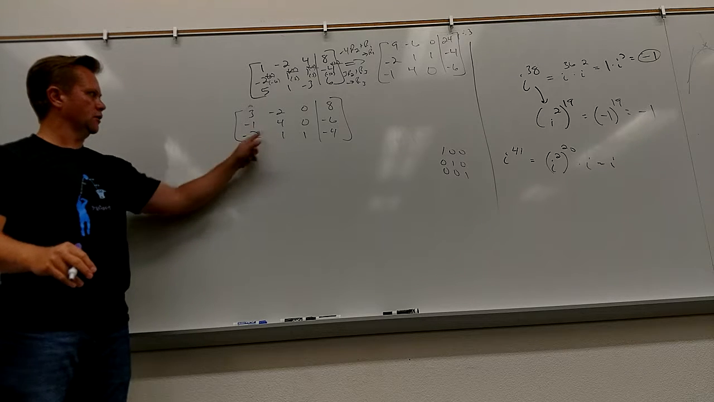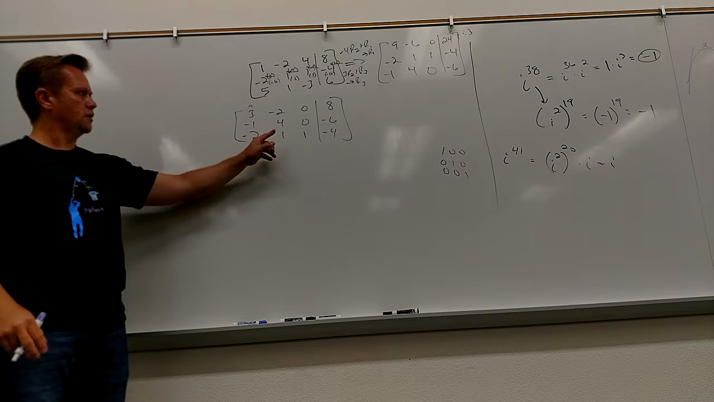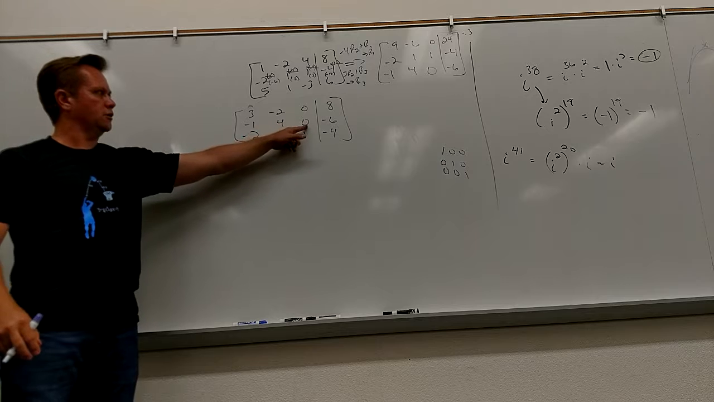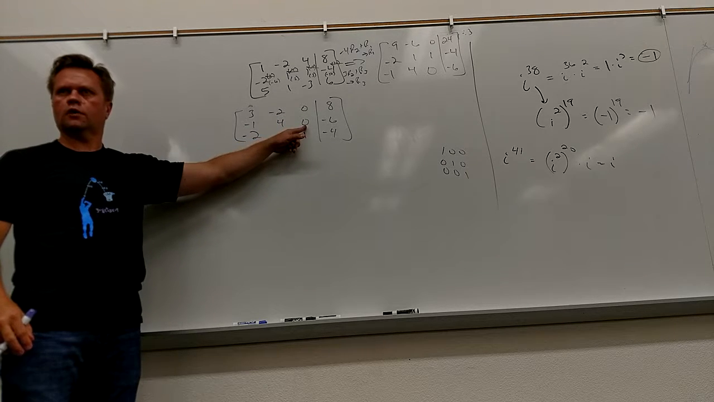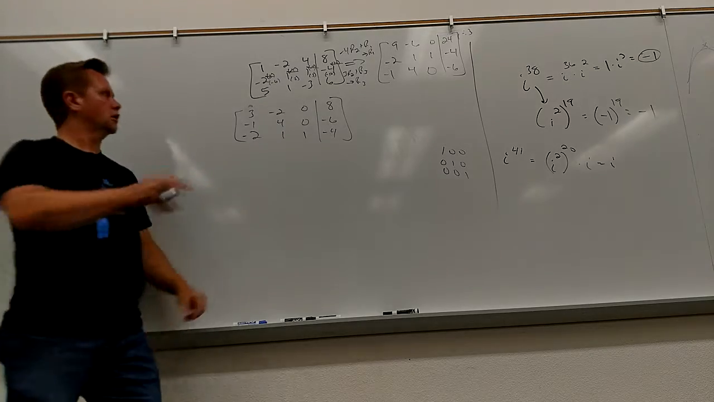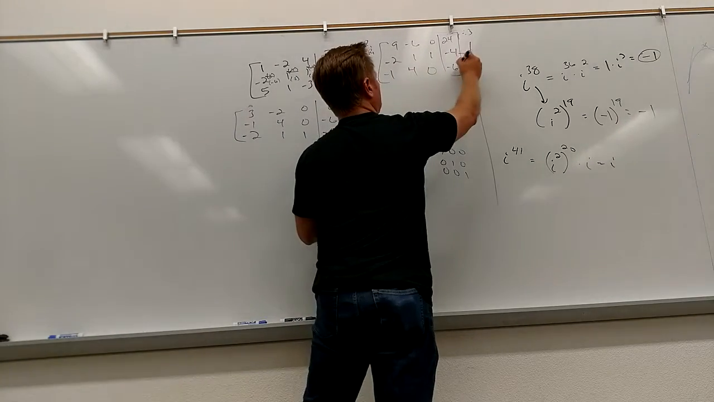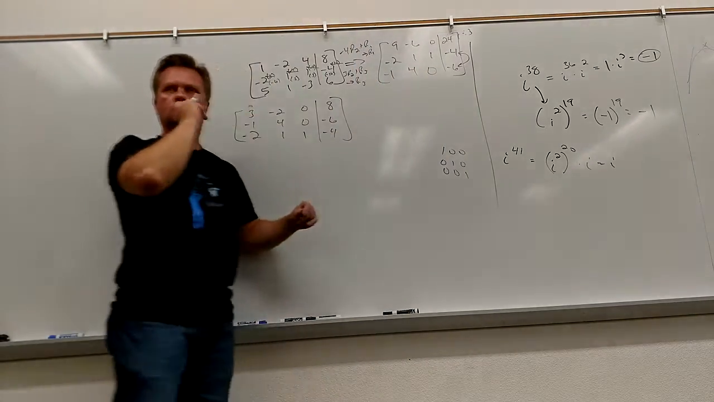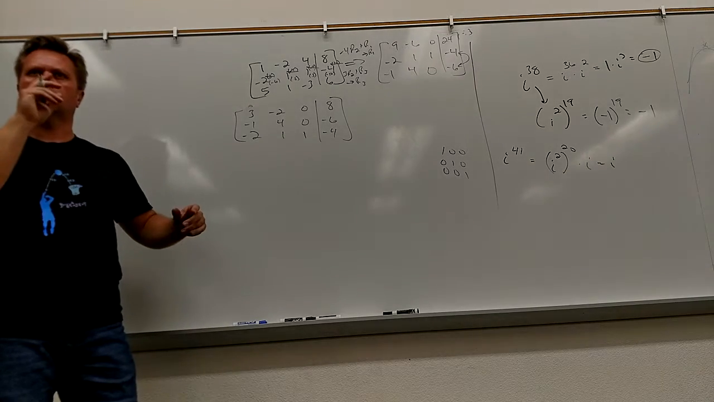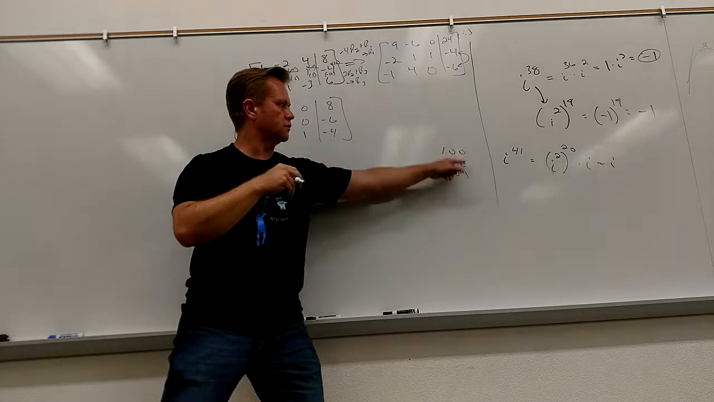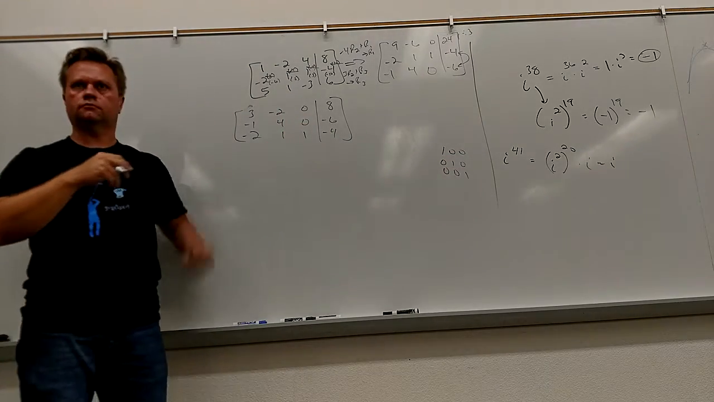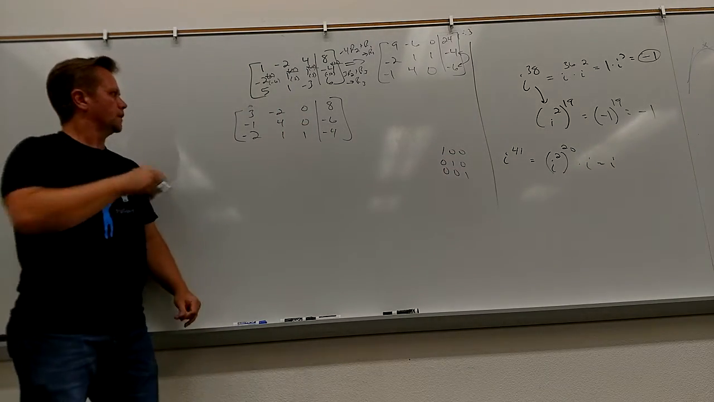Now I can move to either one of these two columns. There's a 1 there, but you see how I don't want to screw up those zeros, do I? So I just switch these two here, because I want that 1 right there. Bam, 0, 0, 1. Cool.